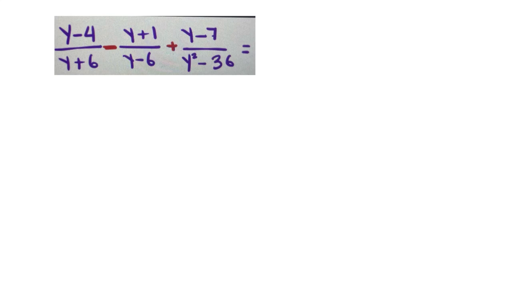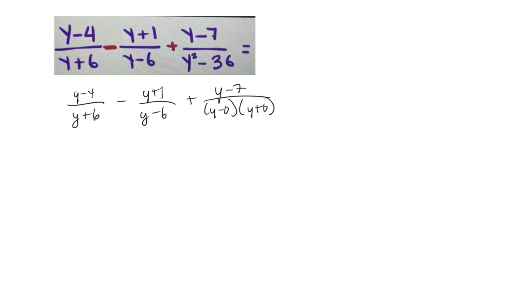All right, here's a nice question. You have to add or subtract fractions, so you have to get a common denominator. To do that, you need to factor things. So the first denominator, you can't factor, it's just y plus 6. Second one, you can't factor that either. But the third one is a difference of squares, which is y minus 6, y plus 6.